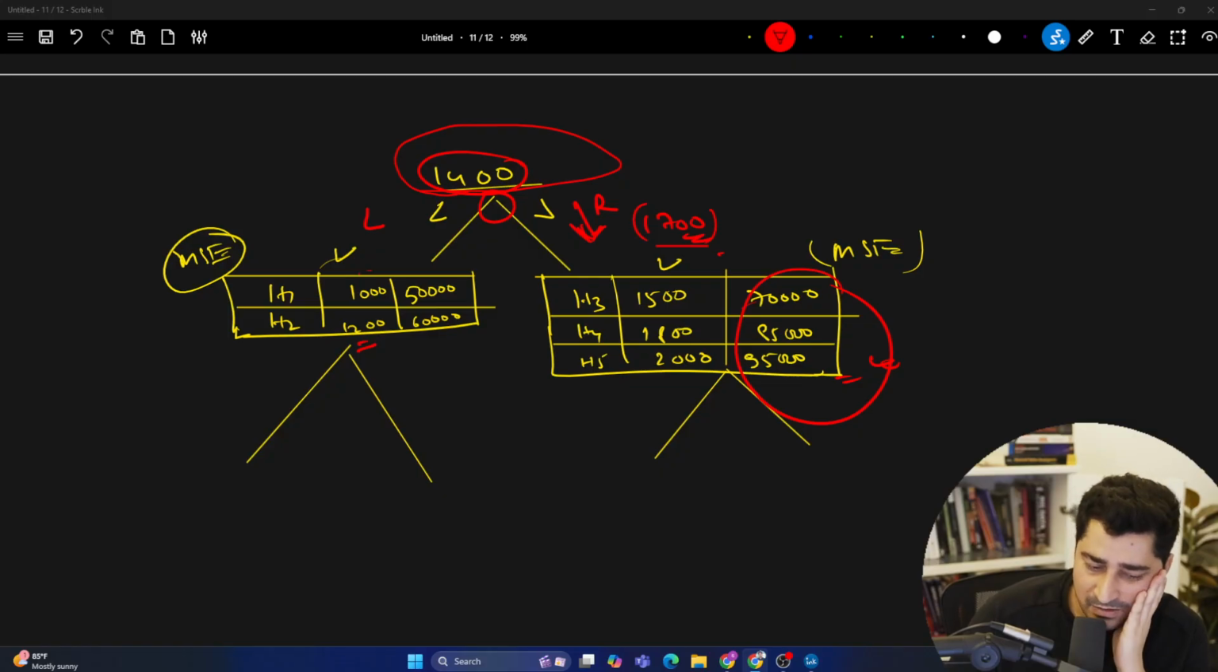Sir, if we have LR, logistic or linear, then why would we use a decision tree for regression? It will give a good result. I'll come to that point as well. Don't worry, right? See, linear regression is going to work for you.